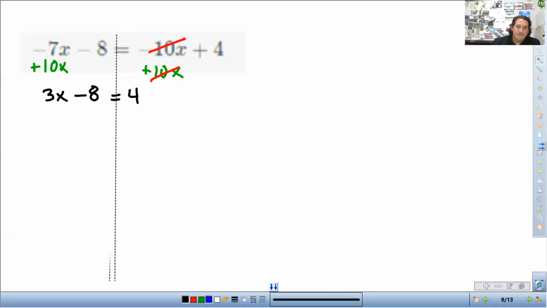So next, I can start eliminating the stuff on the same side as the x. So I can eliminate the minus 8 by adding 8 to both sides. Minus 8 plus 8 eliminates. I get 3x is equal to 4 plus 8 is 12. And then the last step, this is times 3. So to eliminate the 3, I'm going to divide both sides by 3. Divide by 3, I get x is equal to 4.